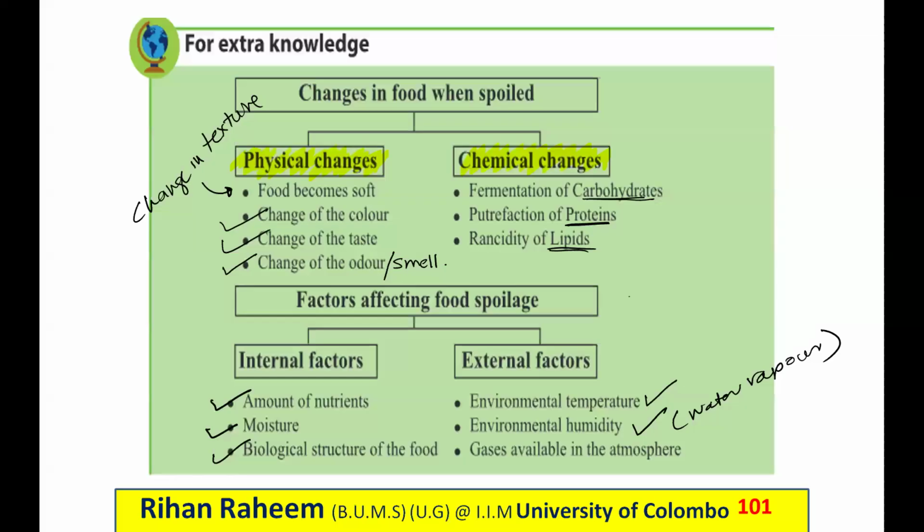When the humidity is high, there is more water vapor. When the humidity is low, there is less water vapor. This also affects food spoilage. Then the gases available in the atmosphere.